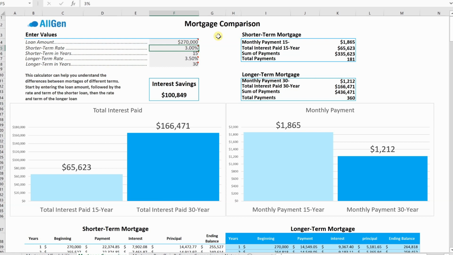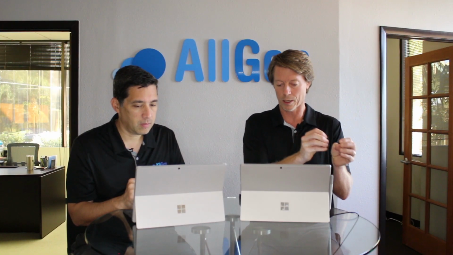So if you're comparing a 15 versus a 30, let's say right here as an example, we put 3%. And then you'd put in here the shorter loan term. So if you were going with a 15-year, you could put 15 years here. However, if you wanted to do a 20-year, you could also do a different time frame there. Now, on the second loan, you would put in the long-term rate. So let's say you're comparing it to a 30-year mortgage. A lot of times, the longer-term rate is higher than the shorter-term rate. So we put in 3.5% here. So basically, we're comparing a $270,000 mortgage between a 15-year mortgage and a 30-year mortgage.